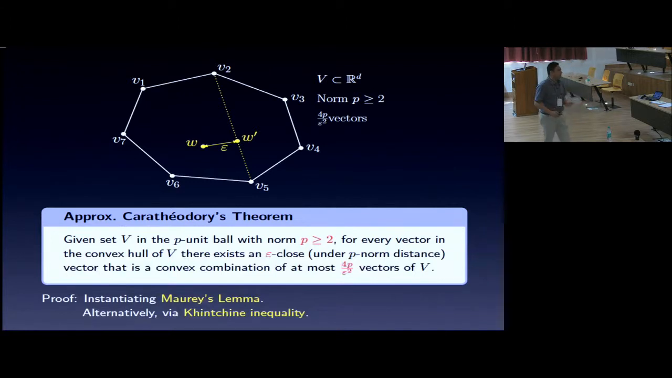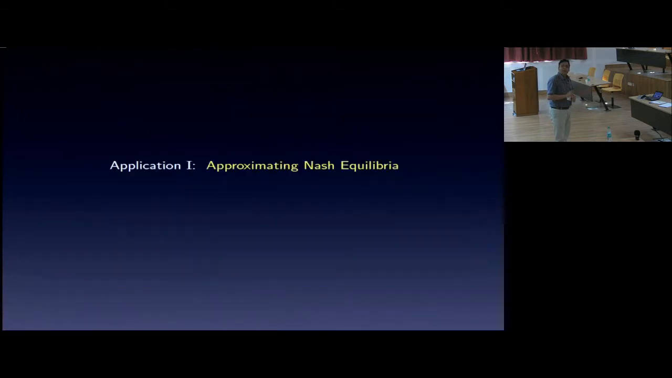Okay, so that's the theorem statement, and with this dimension-free bound, I'll try to move on to applications. The first application that I'd like to talk about is the central problem in algorithmic game theory, which is that of computing equilibria, computing Nash equilibria. This problem actually lies at the core of the intersection of computer science and game theory.